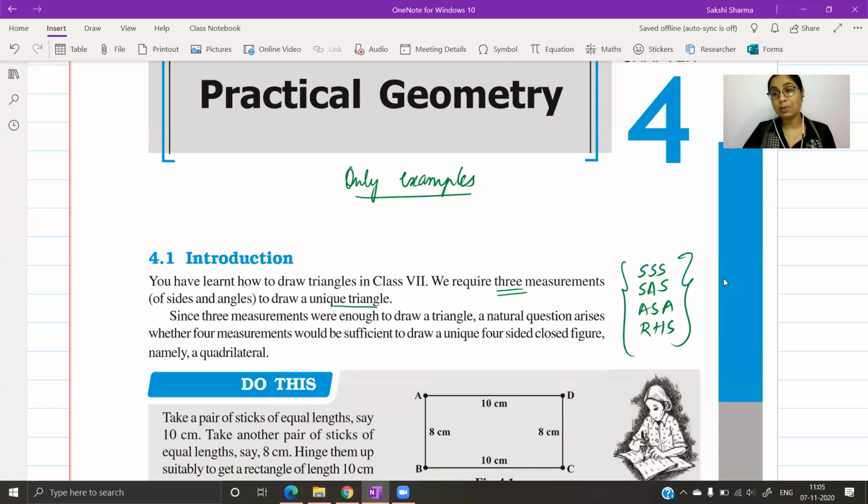So SSS meant 3 sides of the triangle are given. SAS meant you are given 2 sides and the included angle. And ASA meant that 2 angles are given and the included side. The word included is important. And then RHS means for a right triangle, if you know the hypotenuse and one side out of perpendicular and base, then you can use this criteria.